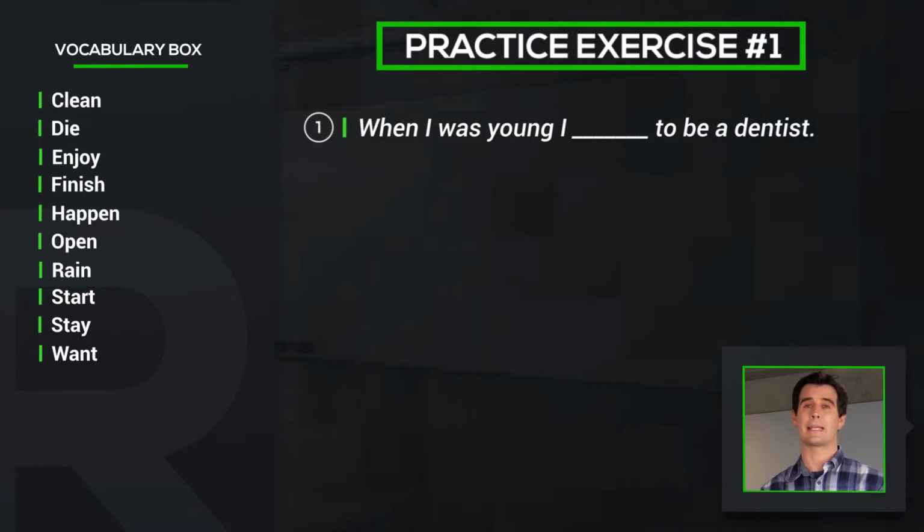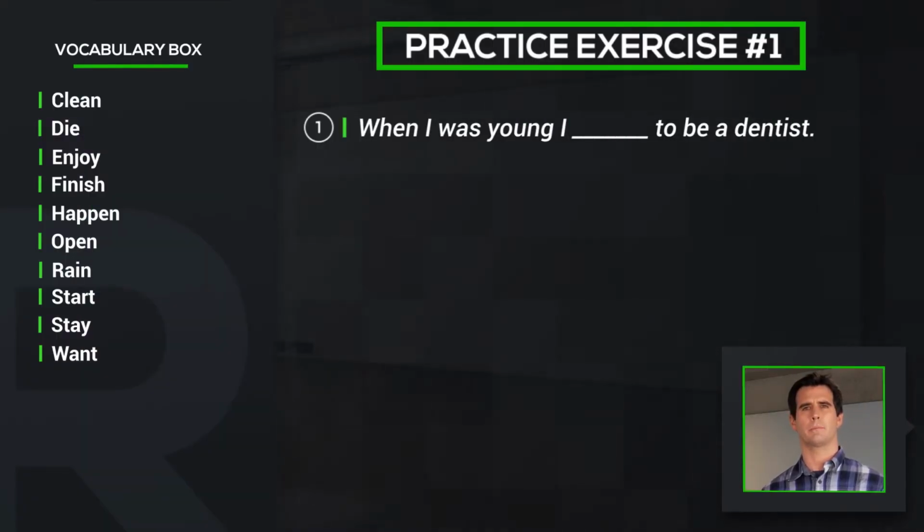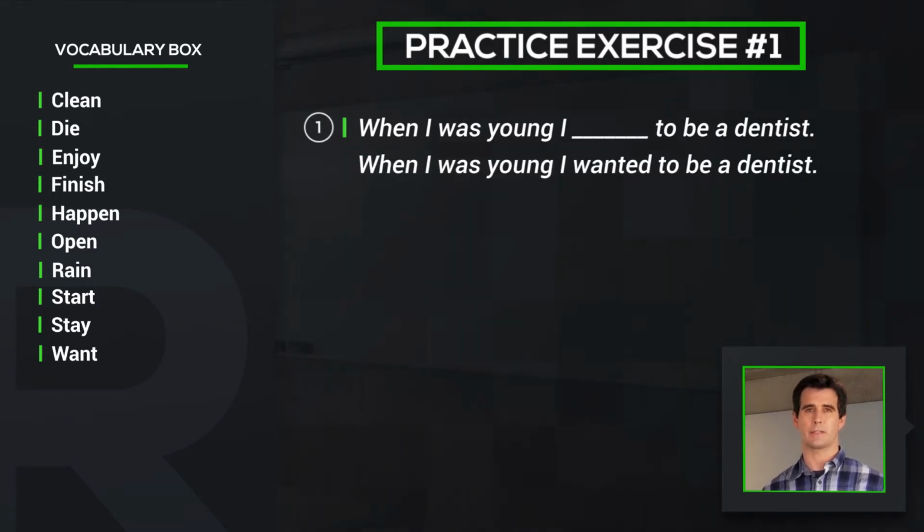Let's take a look at an example. When I was young, I blank to be a dentist. This is about someone's dream when they were a child. So, I will use the verb want, but I have to change it into the past tense form. Want becomes wanted. The correct answer is, when I was young, I wanted to be a dentist. Do the rest by yourself.